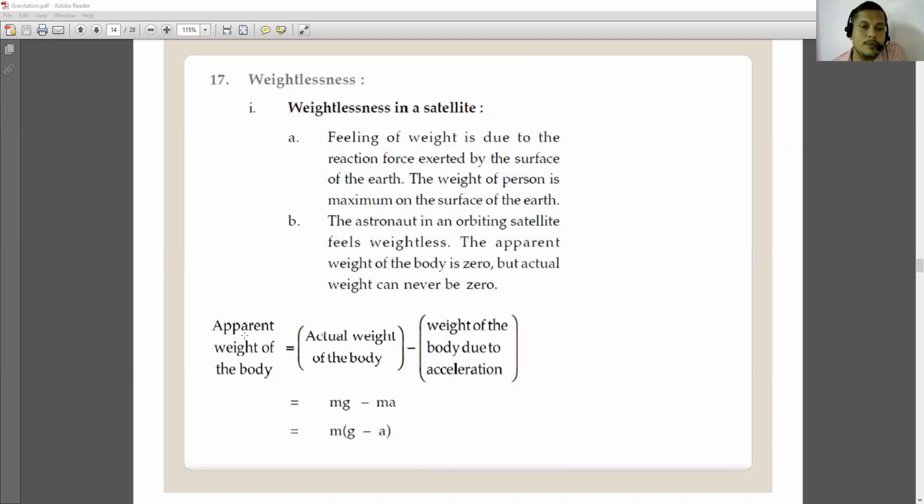So it is given as apparent weight of the body is nothing but actual weight of the body minus weight of the body due to the acceleration. That is mg minus ma or m into g minus a. So here this weightlessness in a satellite we are considering. So feeling of weight is due to which factors? The reaction force exerted by the surface on the earth.